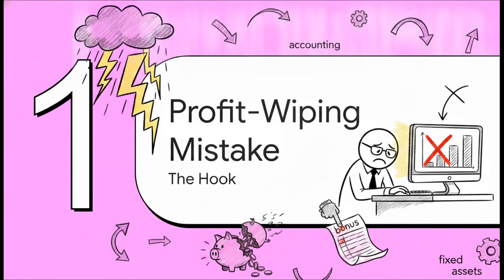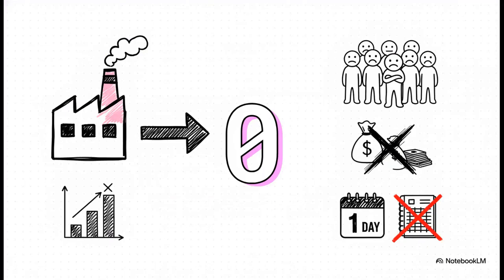Section 1. The Profit-Wiping Mistake. Okay, let's dive into this. Just imagine coming into work, expecting a massive annual performance bonus, only to find out it's just completely gone. Poof, just a big zero on your screen. Well, that is exactly what happened to one company's monthly profit when a rogue department head bought a 5-crore factory machine and actually recorded it as a daily business expense on day one. By trying to write off a massive 10-year asset instantly, profits vanished, bonuses evaporated, and shareholders totally panicked.